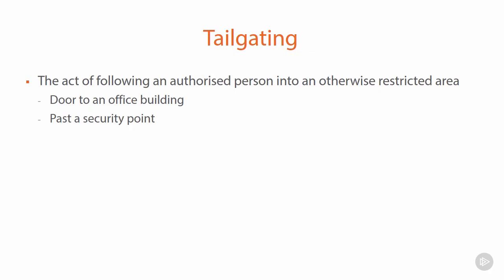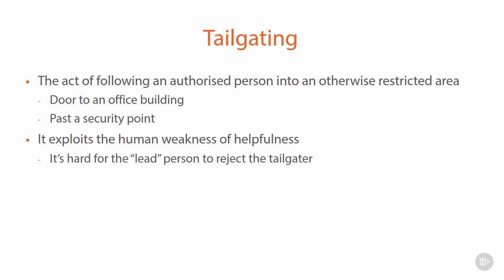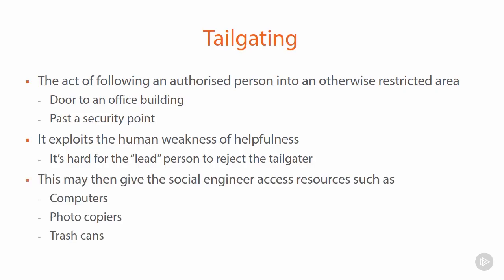Now, part of the problem here is it's exploiting this human weakness of helpfulness. If you're the person in front and someone's following you through a doorway, your natural reaction is going to be to hold the door for them. You're not going to want to lock them out. And this is what makes it so effective, because it's hard for the lead person to reject the tailgater. That's not a very socially acceptable behavior. But of course, if the social engineer can successfully tailgate someone into an otherwise secure location, they get access to a whole bunch of different things.